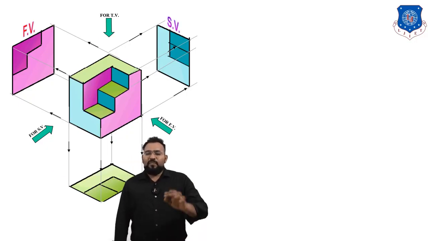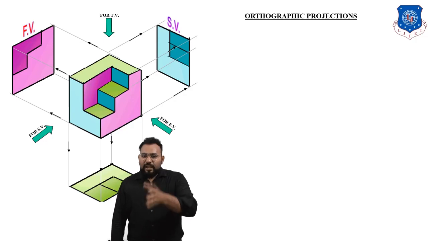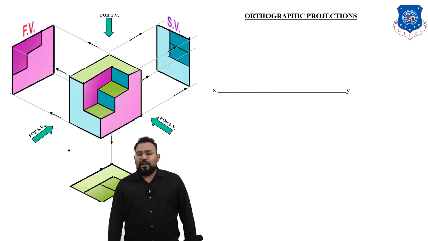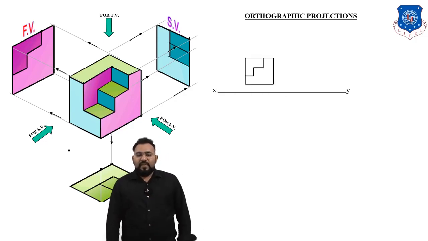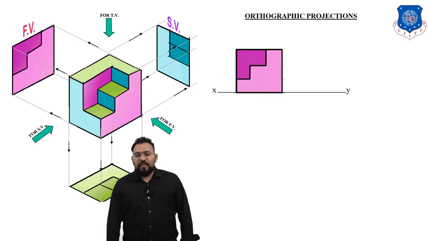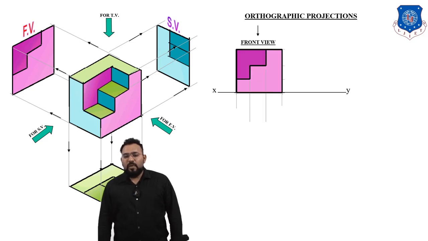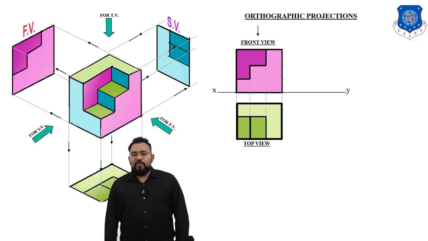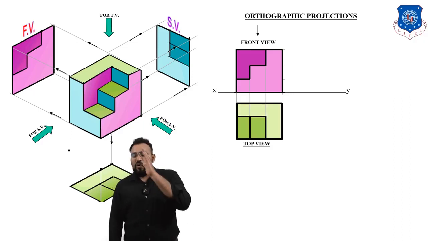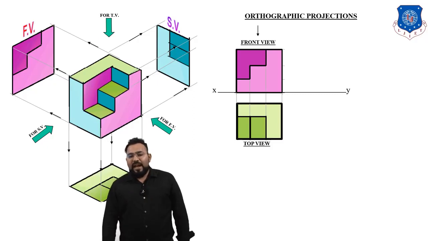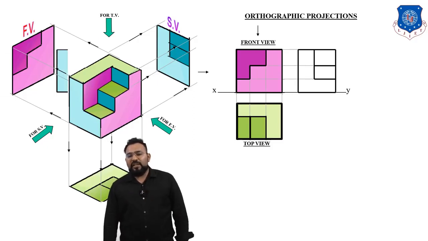Now what you have to do after that, you have to take this whole drawing into a single plane. So first draw the XY line, then first draw the front view, then draw the top view, then draw the side view. So for drawing the side view, what you can do, you can draw one vertical line and call it x1 y1, and after that you can draw the side view something like this.